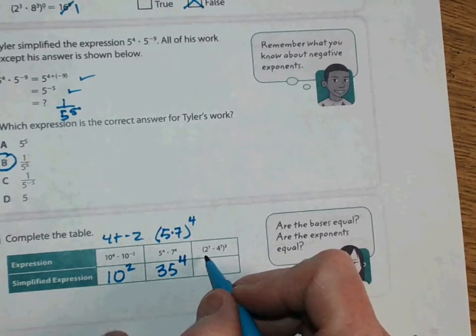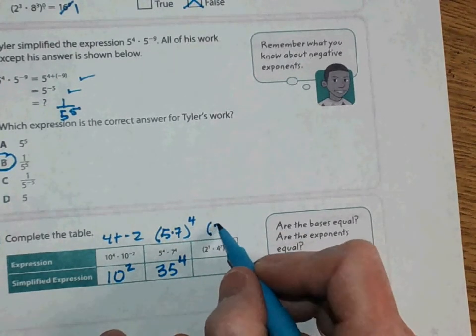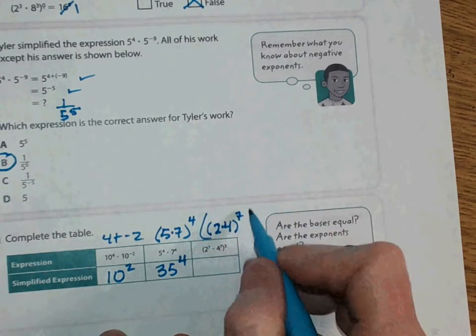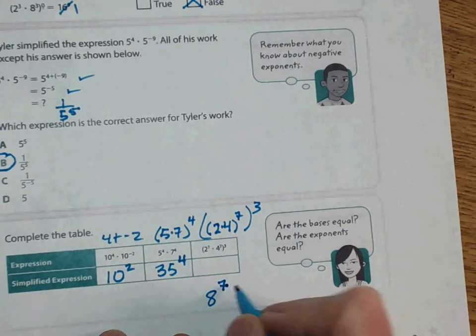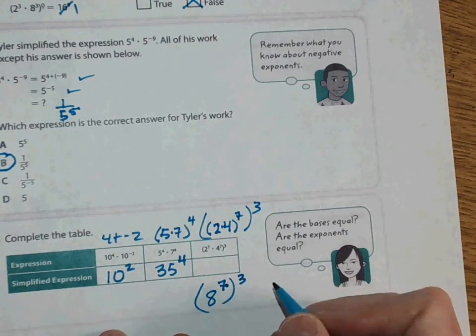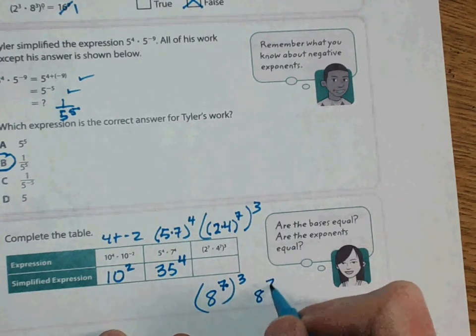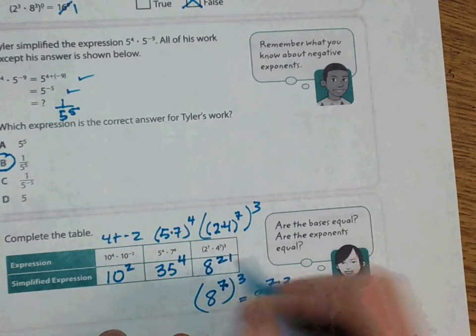Here, this is going to take a couple of steps. 2 to the 7th times 4 to the 7th, that is the same as 2 times 4 raised to the 7th, all raised to the 3rd. So then I have 8 to the 7th raised to the 3rd power. And then I need to go 7 times 3, and I get 8 to the 21st power.